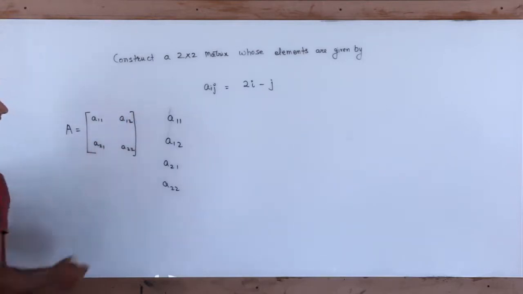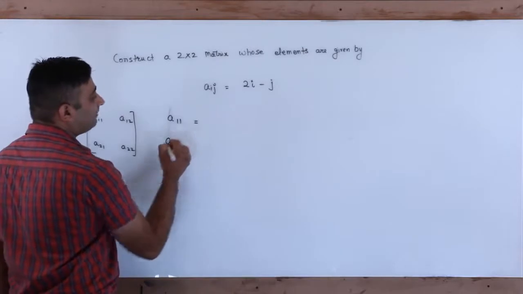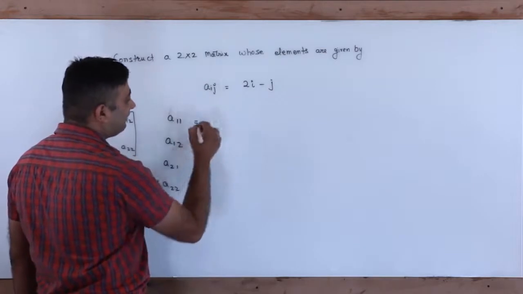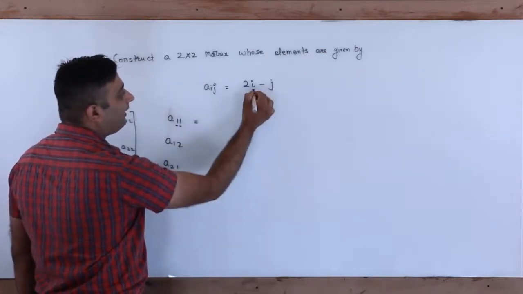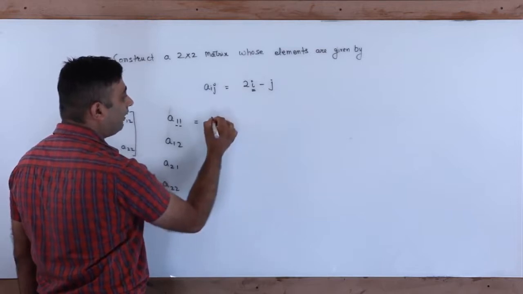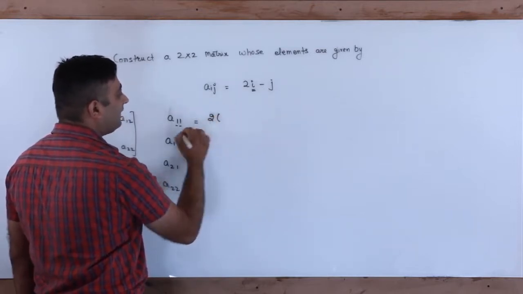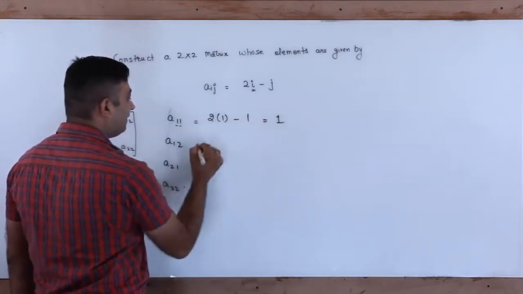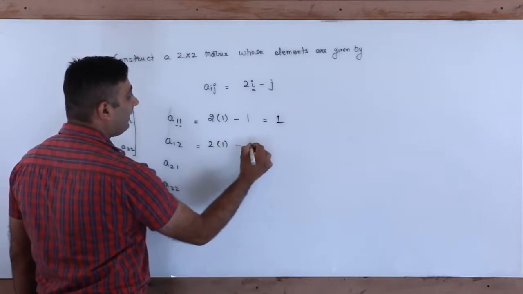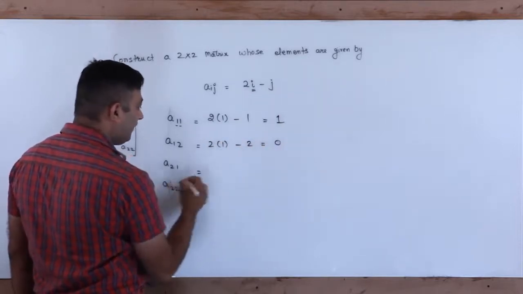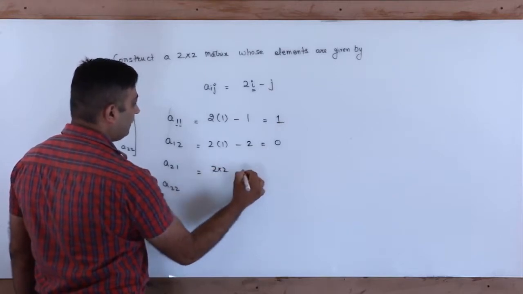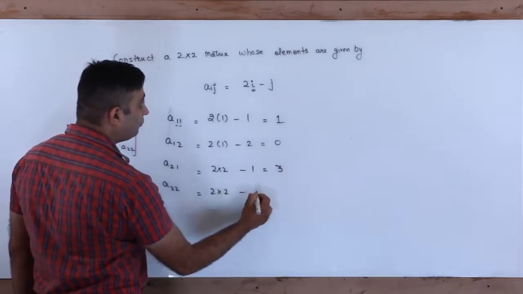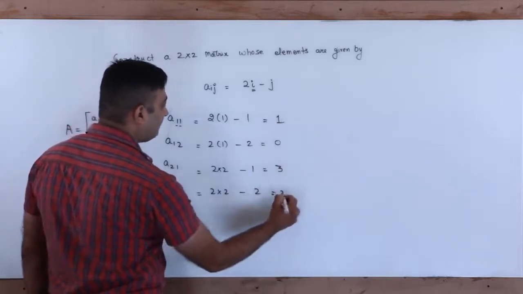Now, we can find all the values of these elements by putting the value of i and j in Aij. That means for A11, we will put the value of i equal to 1 and j equal to 1 in Aij. That means A11 is given by 2 minus 1, which is equal to 1. A12 is given by 2 into 1 minus 2, which is equal to 0. A21 is given by 2 into 2 minus 1, which is equal to 3. And A22 is given by 2 into 2 minus 2, that is 2.